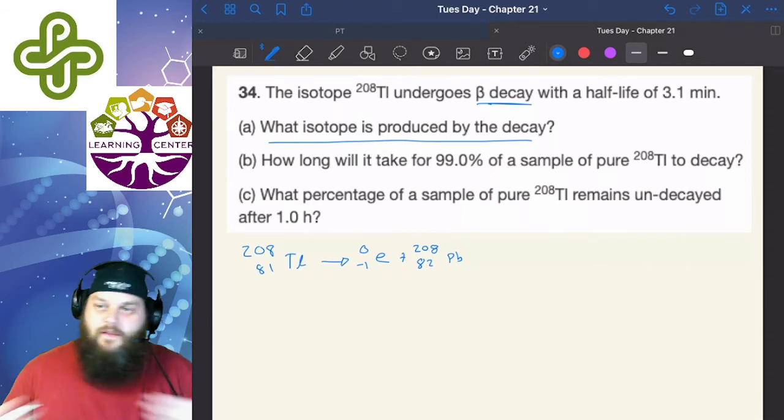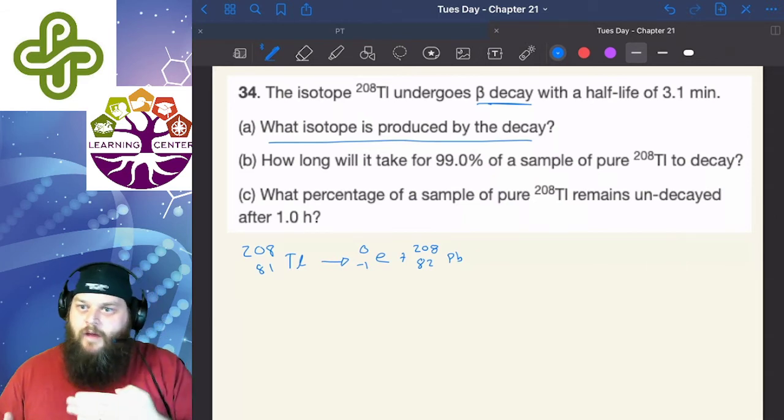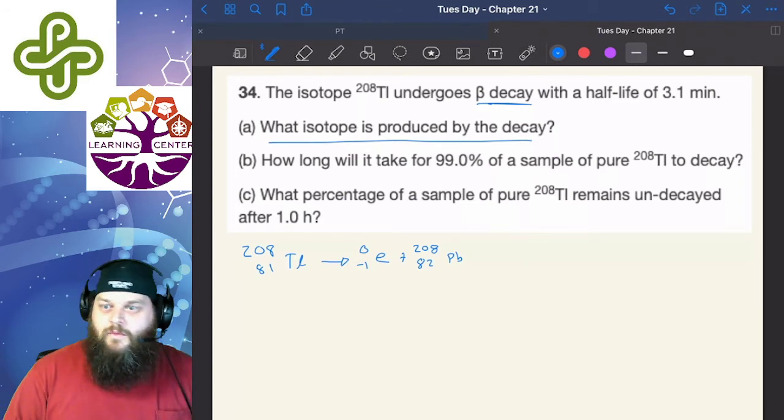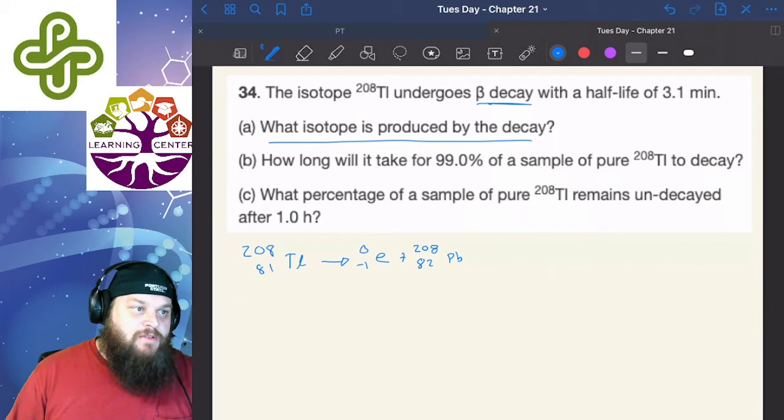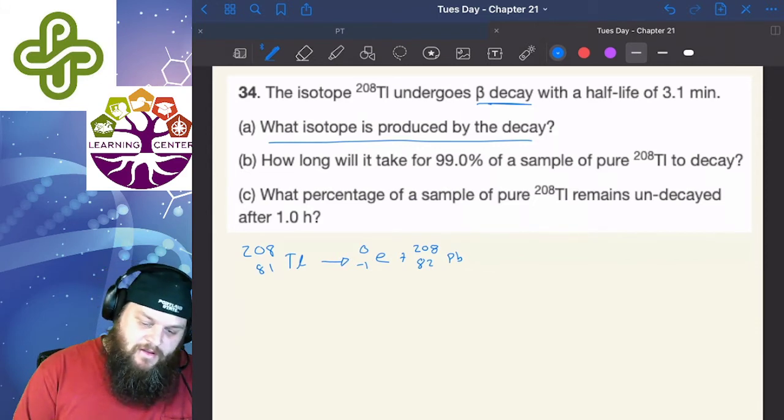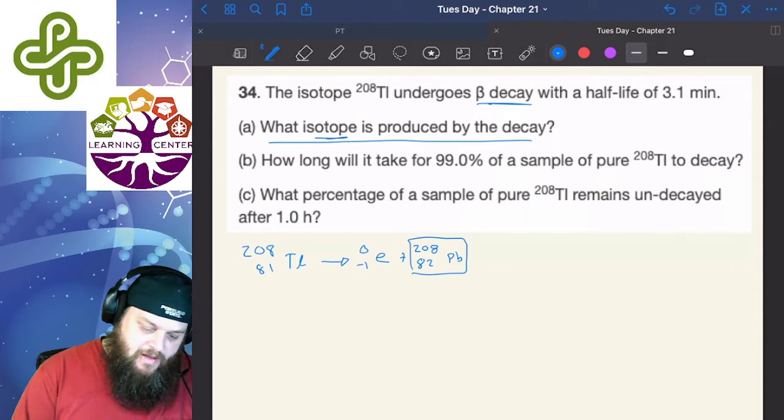So you see, this is actually decaying up the periodic table to lead, where the last time it was decaying down the periodic table to lead. We started with a different element, of course. So what isotope is produced, we have lead 208. So that's part A.